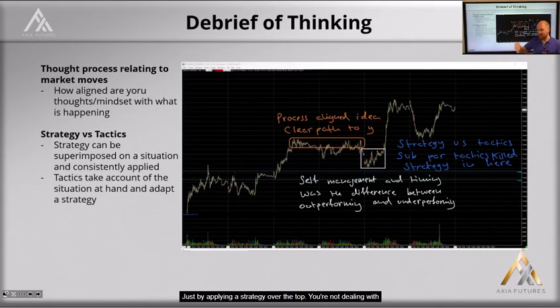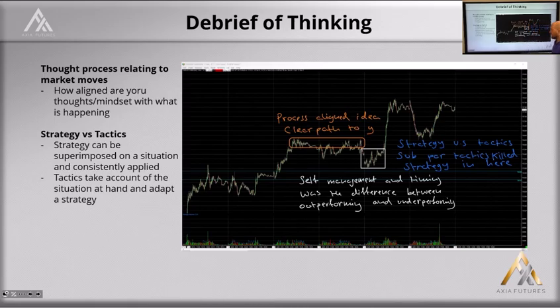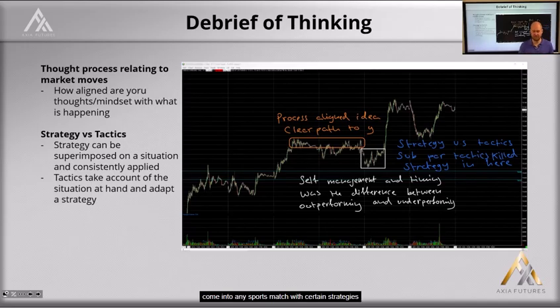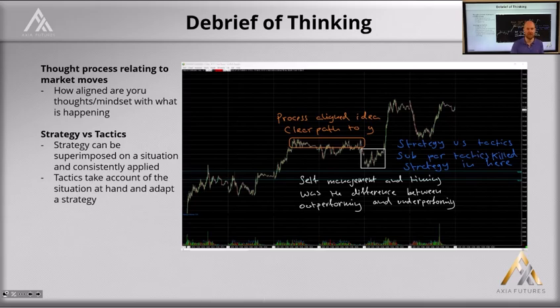Just by applying a strategy over the top, you're not dealing with the way the market is actually trading today. What is really happening? How is it trading? That's what tactics are all about. So it's about taking account of the actual situation. Think of it as a game of sport. You can come into any sports match with certain strategies. If you can do this, this, this, this. But the other team is going to do something else, and you have to adapt those strategies. You need tactics that shift around. So it's all well and good to understand what should happen, how it should happen, but the when and the how is it playing out right now.